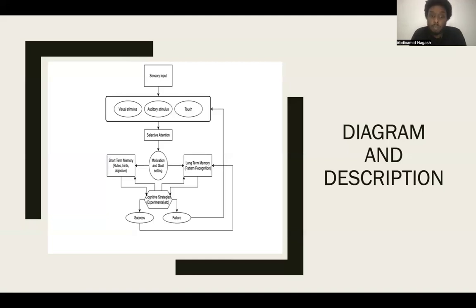These can involve experimentation, trial and error, and hypothesis testing. With these cognitive strategies, it goes both ways. They're using the long-term memory that they've built before and the short-term memory to come up with cognitive strategies.